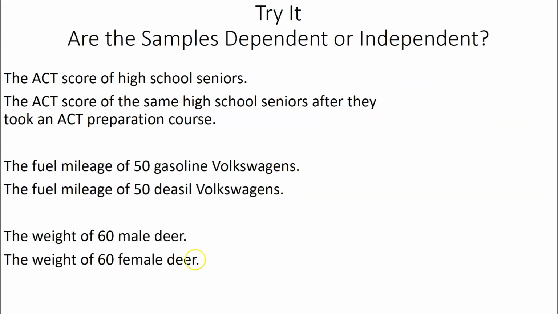Independent, they've got to be independent. Here are three more. Why don't you quickly give them a try, see which ones are and which ones are not independent. All right, that first group is going to be dependent because it's the same group of students. The second one, those are going to be independent. Those are different engines, different cars. And in the last one, we've got male and female, which of course can't be the same animal, so that's also going to be independent.